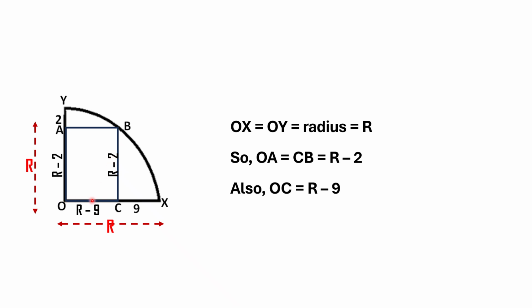And see this, OX. OX is the radius R, and CX is 9, so OC will be R minus 9. So in this rectangle, we get OC is R minus 9, and CB, which is equal to OA, is R minus 2. So we get the width and height of the rectangle. The width of the rectangle is R minus 9, and height of the rectangle is R minus 2.